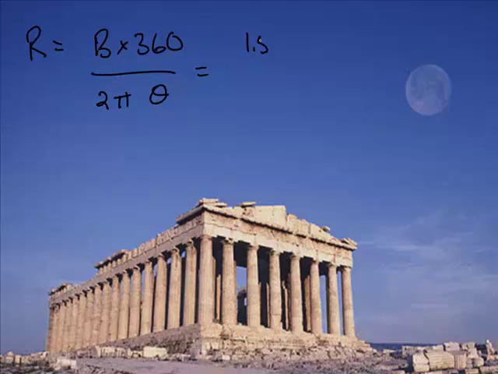So 1.5 times 360 over 2 times 3.14 times, now what was our angle? I forget. Half a degree? 1.25 degrees. 1.25 degrees. We then get our calculator out.